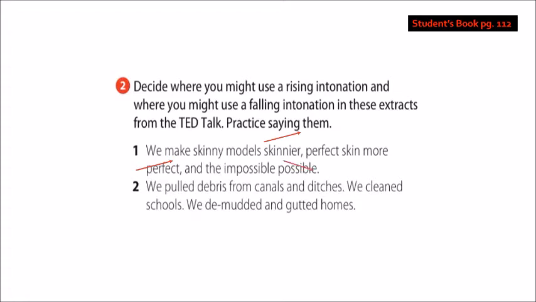Now, for that it goes down, right? The intonation goes down. Now, number two, we pull debris from canals and ditches. We clean schools. We demudded and gutted homes. Okay, so we pull debris from canals, it goes up, and ditches goes down because we're finishing the idea. We clean schools, it goes down, and we demudded and gutted homes. So we demudded, which means to remove the mud, and gutted homes. And gutted homes, right? Because it continues, but then it ends the idea.